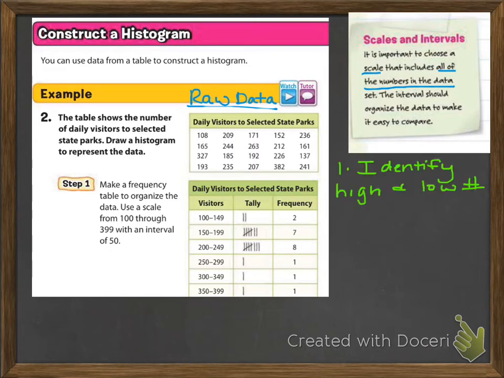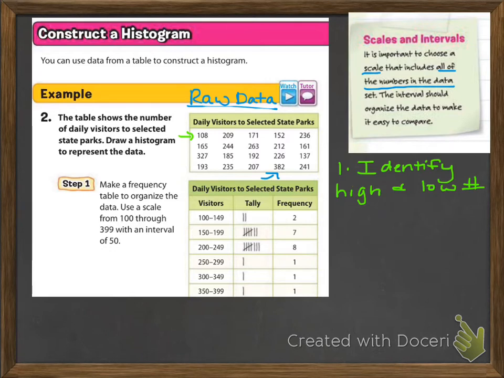So off to the side, I wrote identify high and low number. So the low number we have here, it looks like is 108. So that's going to be our lowest number there. And then our highest number looks like it's going to be 382. So right there. Now we have to decide, obviously you're not going to start with 108 or end with 382. So now we know we're probably going to start with 100 and we'll probably end with 400. So that's how they got that. They rounded up to 400 and down to 100.